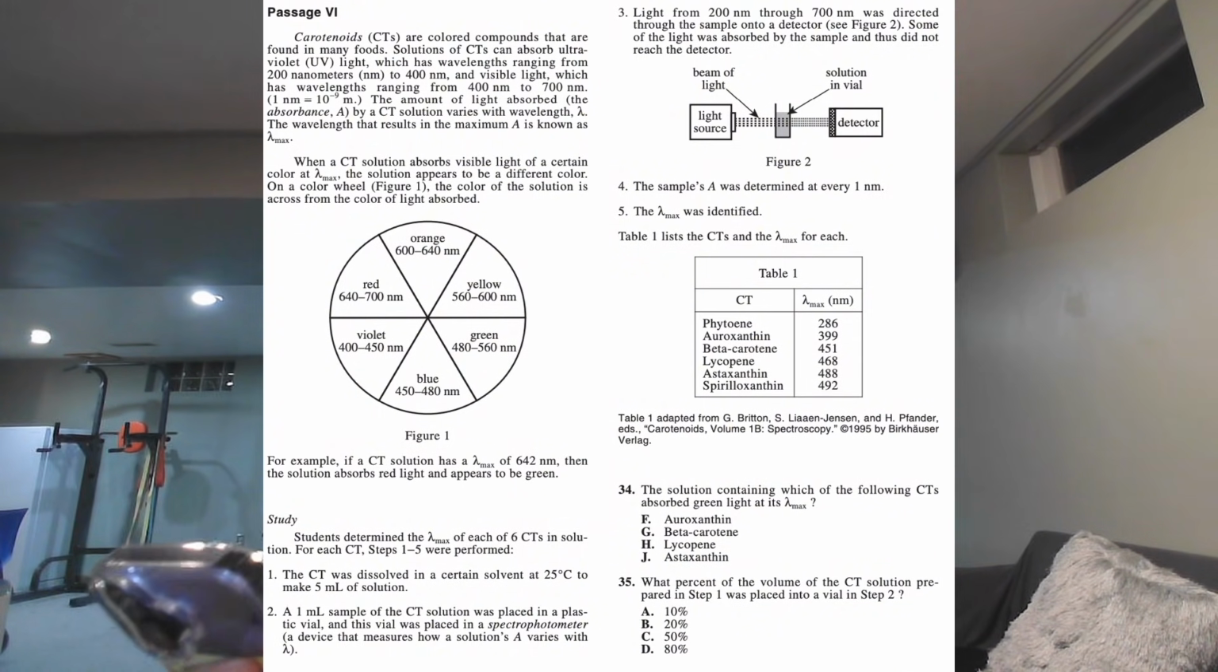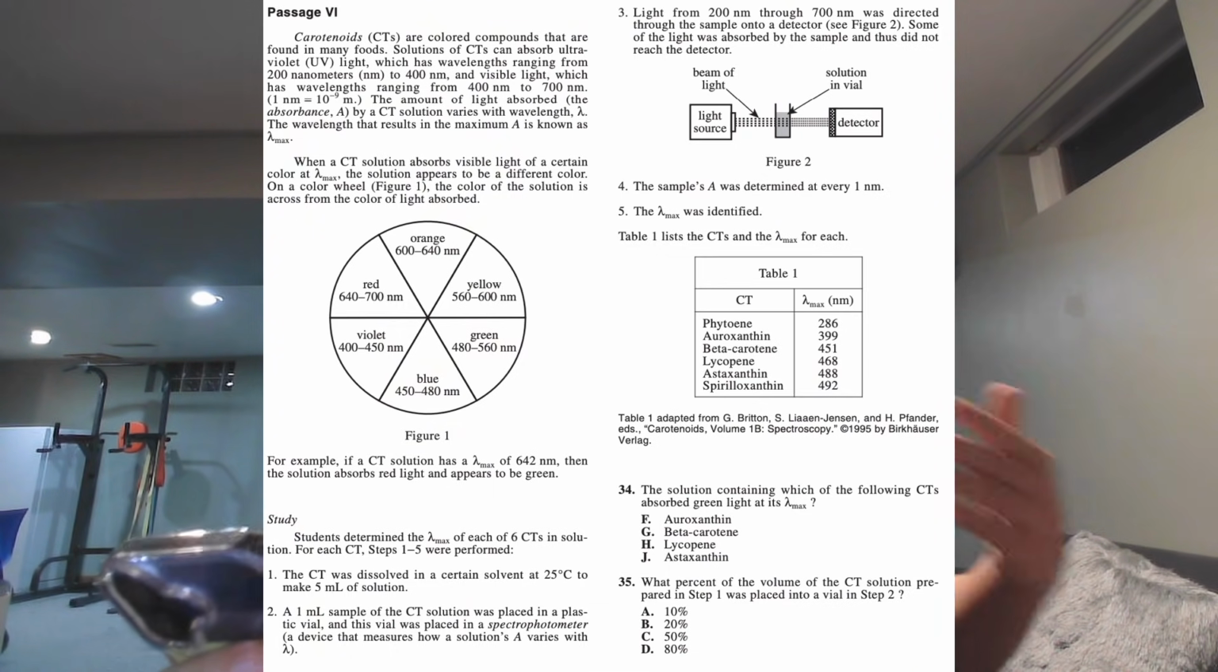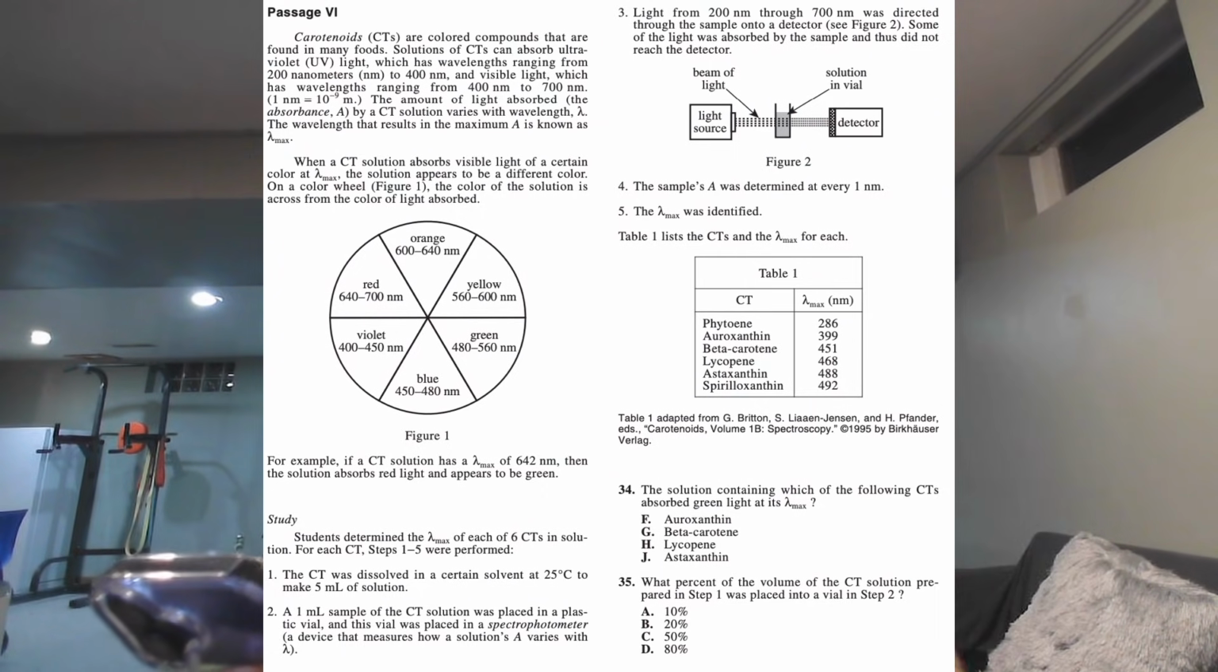If you took physics, you know that means wavelength, right? And it's measured in nanometers. But you don't know what a CT is, and you don't really have any context about the problem. So now this is where we look into the passage to get the answer, right?